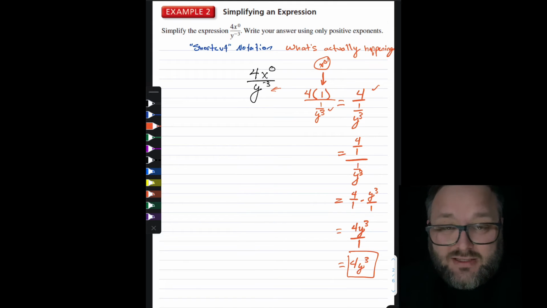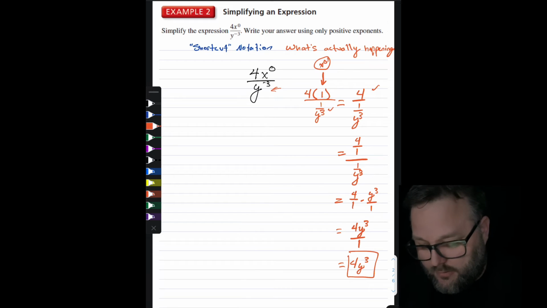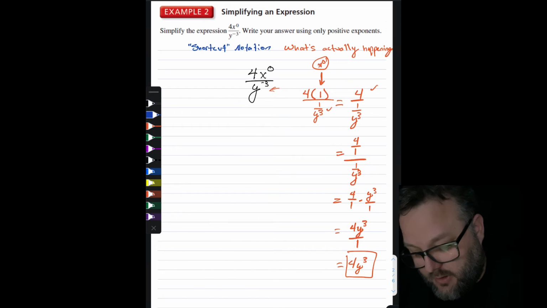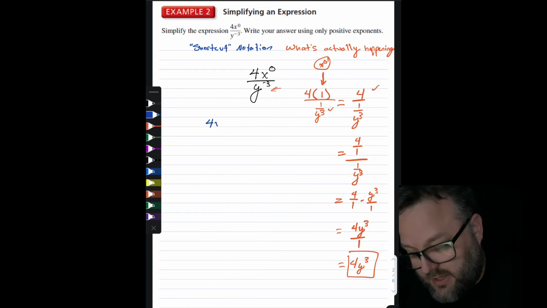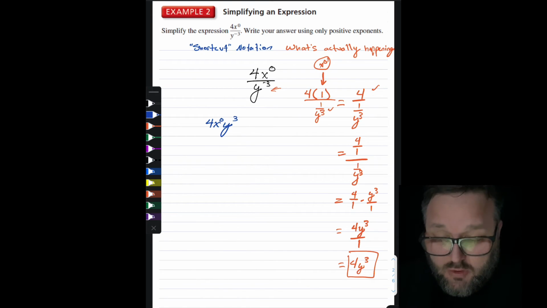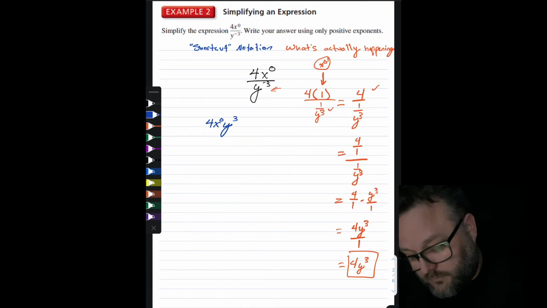Now, again, that's just going over every detail that's in the background. Here's how I would have worked it to begin with. I probably would have just kept this for now and then brought that up. Because remember, my shortcut just says whatever's in the denominator goes to the numerator, what's in the numerator goes to the denominator. Well, the y cubed was in the denominator, and it was negative, so I could move it up to the numerator.